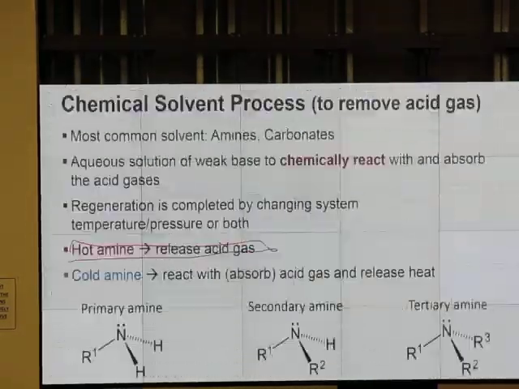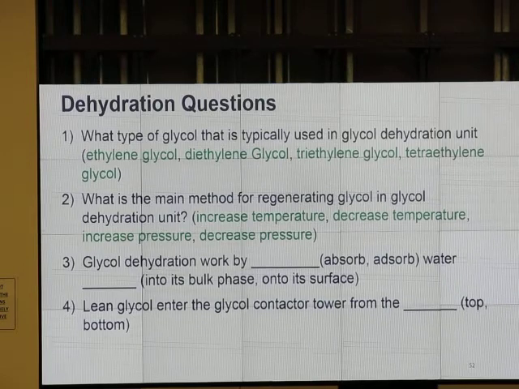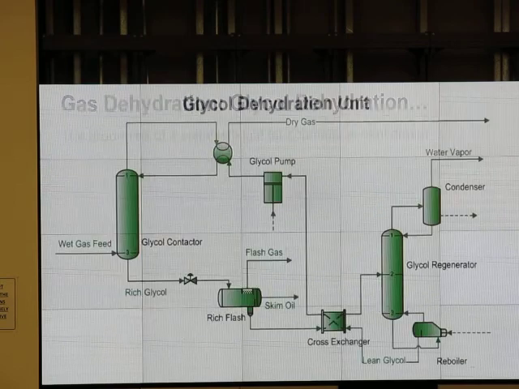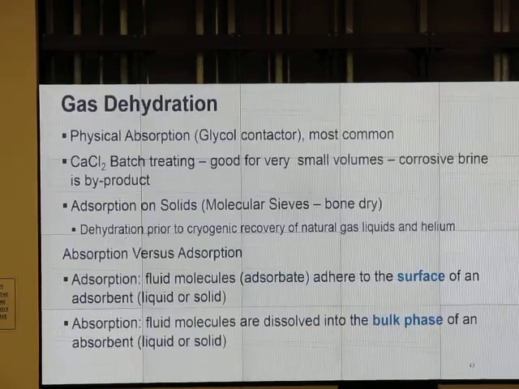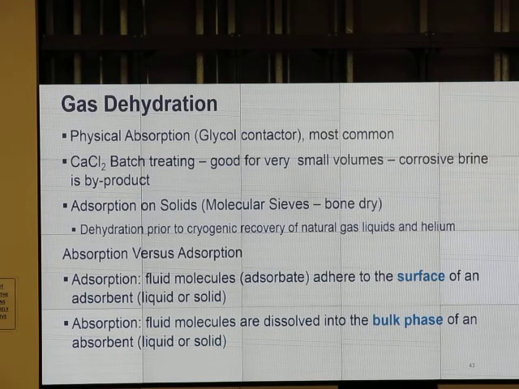Okay. How do we remove water? We can use a separator. A separator can remove big droplet water. But for small droplet water, we use a gas dehydration unit, such as a glycol dehydration unit. Or we can do calcium chloride batch treating if we have a very small volume.